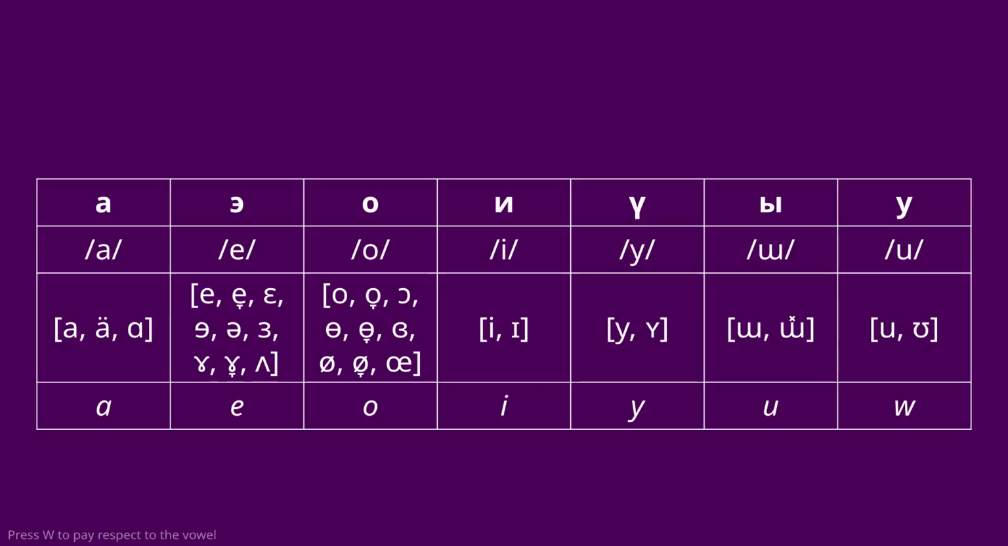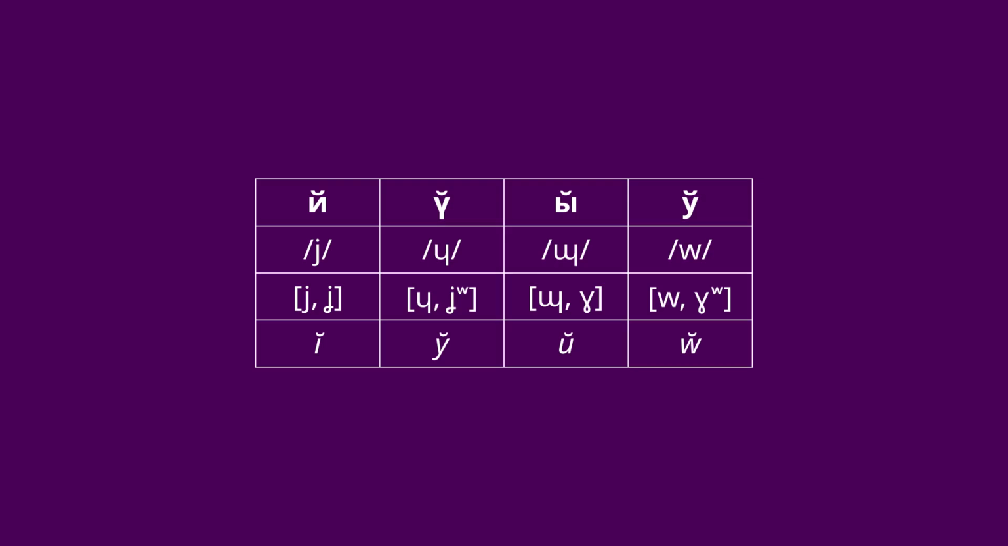Let's start with vowels. A, E, O, I, U, U. Note that in the romanization Y and W are vowels. Next are semivowels y, y, w. In both writing and romanization, a breve is added to the letter of the corresponding close vowel. Approximants are used the same way as consonants.